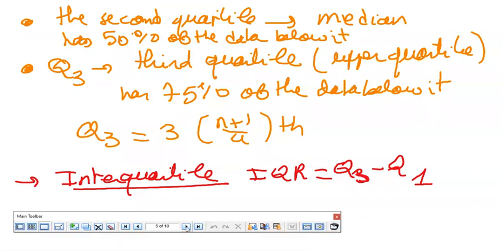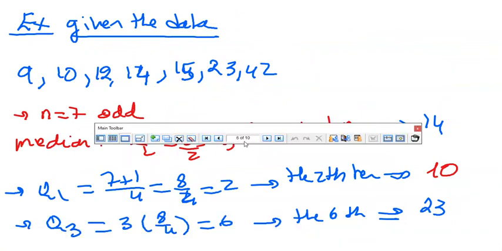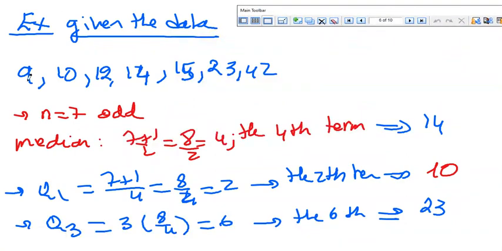For example, if I have this data, and I want to find the median, the first quartile, and the third quartile. First, I have 1, 2, 3, 4, 5, 7 values, so it's odd. It means the median is going to be the fourth term, because it's 7 plus 1, 8 over 2, so 1, 2, 3, 4. So this is the median, this is the second quartile. I have 50% below it, I have 50% above it.